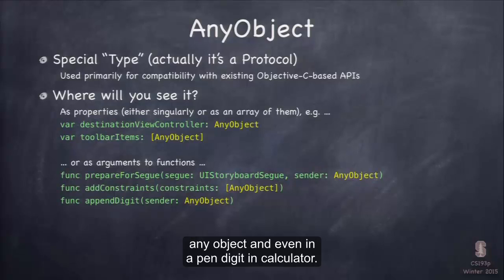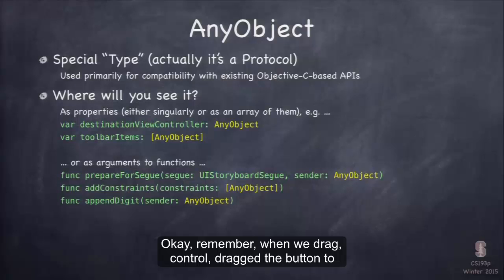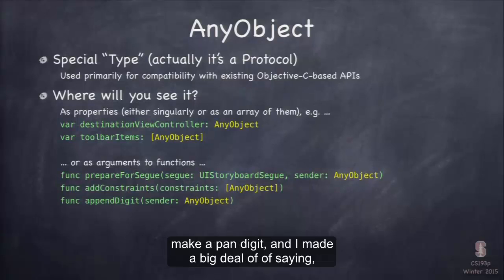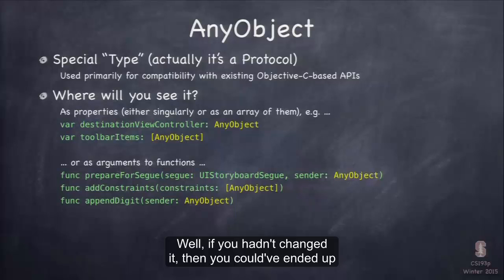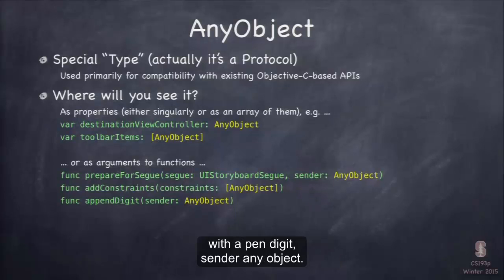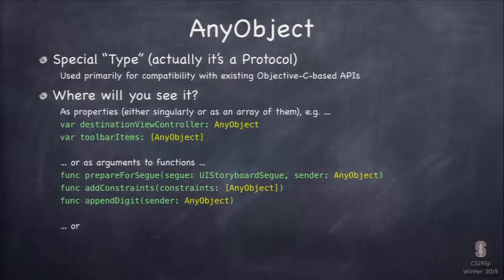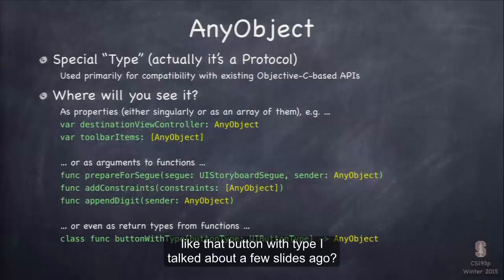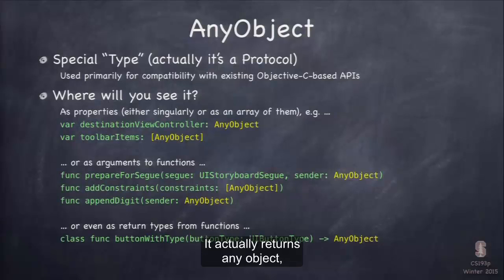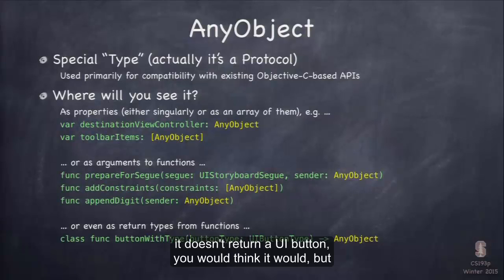And even in append digit in calculator, remember when we control dragged the button to make append digit? And I made a big deal of saying, change that from any object to UI button? Well, if you hadn't changed it, then you could have ended up with append digit sender any object. It also can even be the return type for functions. Like that button with type I talked about a few slides ago, it actually returns any object. It doesn't return a UI button. You'd think it would, but it doesn't.